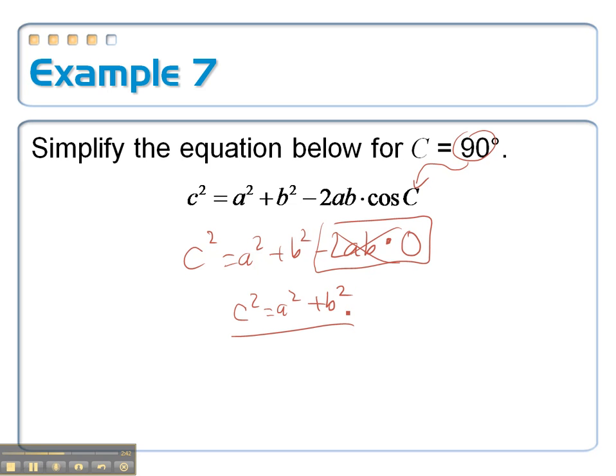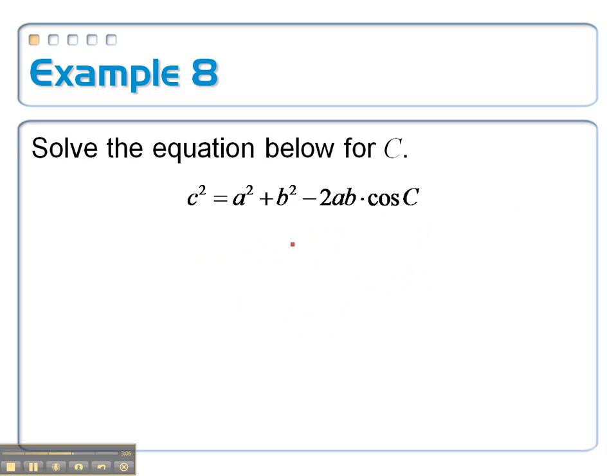So if C is 90, that makes a right triangle, and C squared is exactly equal to A squared plus B squared. So the law of cosines is actually a more general form of the Pythagorean theorem because it works on all triangles, not just right ones.